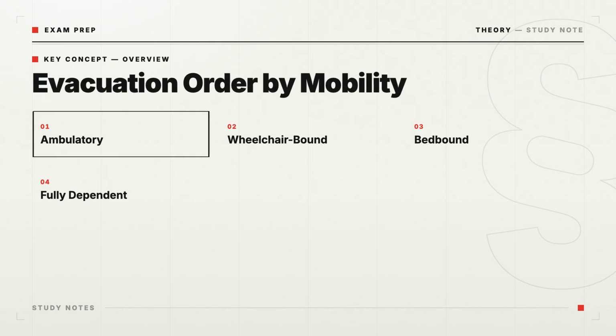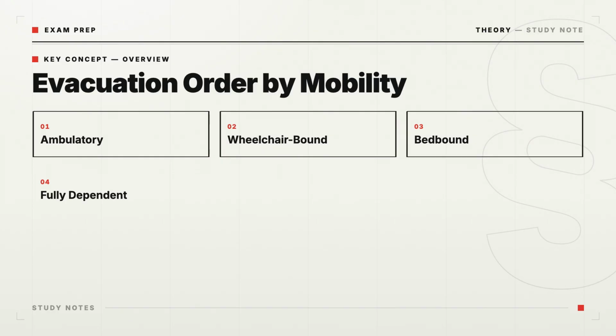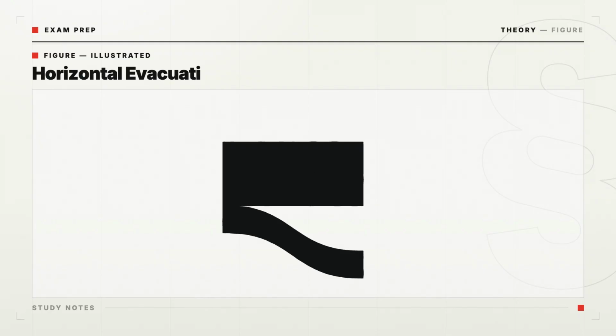After the ambulatory patients are out, the order steps down by mobility: wheelchair patients next, then bed-bound patients, and fully dependent or unconscious patients last. Saving the slowest, most resource-heavy rescues for last is deliberate. It buys time for when more help has arrived.